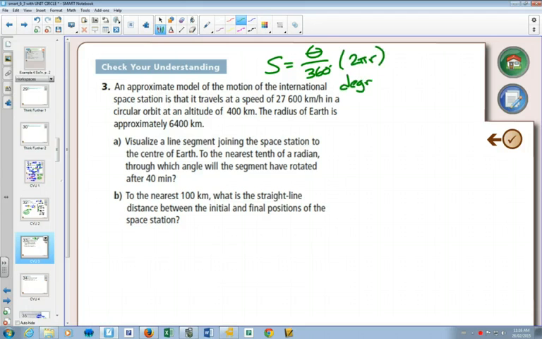Times circumference. And then we found out when we changed that to radians, the formula simplified quite a bit and just became theta r.